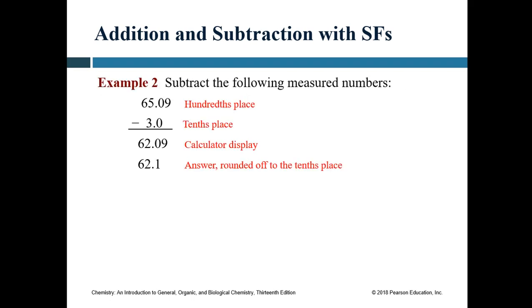Now, this is again addition and subtraction. Your answer can only be to the least amount of decimal places. So this one's to the hundredths and this is to the tenths. Your answer can only be to the tenths. So when you subtract, you get 62.09. It can only be to the tenths spot. We look one spot further, 9. That means we have to round up. So your answer is 62.1.